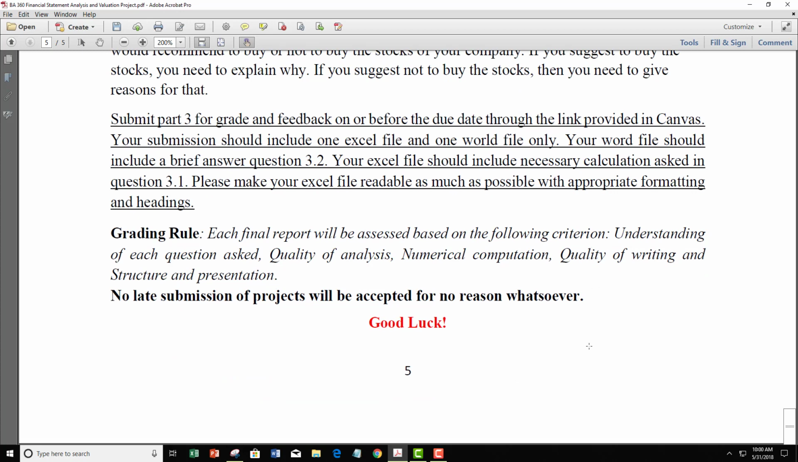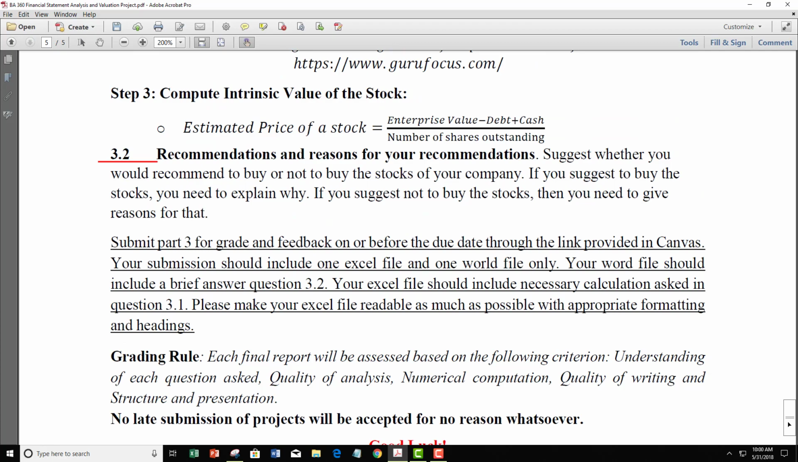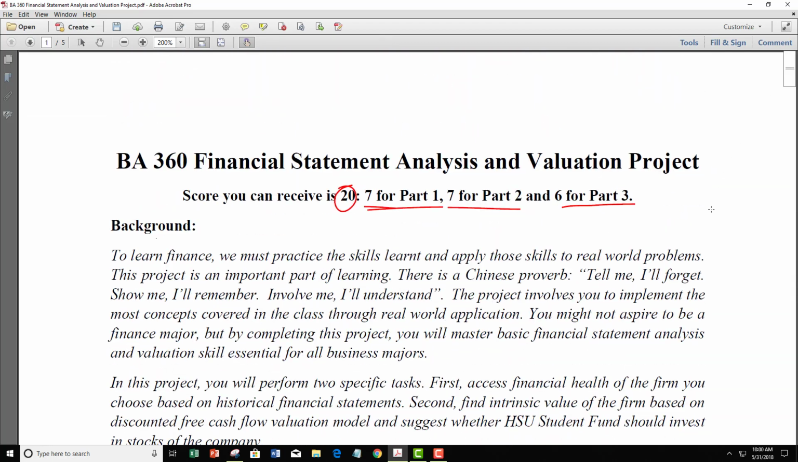If you start early, there's no rush and you can do this project quite well. Therefore, I would suggest you start this project as early as possible. And if you have any questions or concerns, please let me know. Thank you.